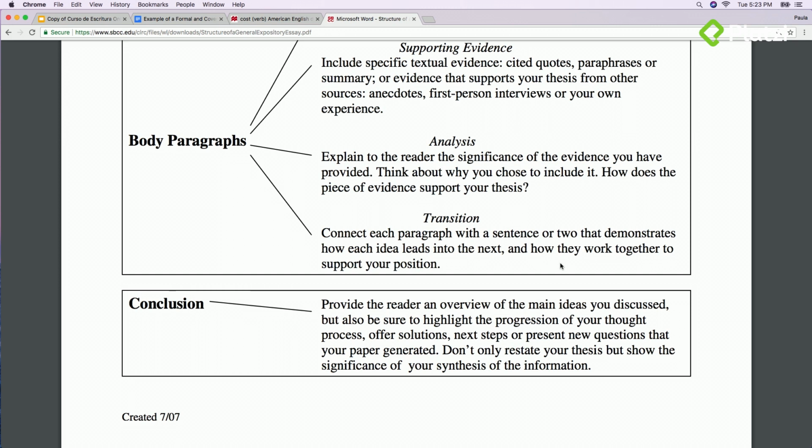In the end, you are going to include a conclusion which should provide the reader with an overview of the main ideas that you discussed. Probably you can ask a question at the end to continue with the discussion that you have proposed for this topic. And also, you should present the main conclusions that you have come to in this text.